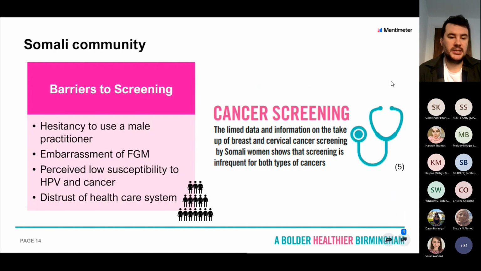In terms of the Somali community, again, some more barriers to screening: hesitancy to use a male practitioner again, embarrassment of FGM, so female genital mutilation, perceived low susceptibility to HPV and cancer, and distrust of the healthcare system. In terms of cancer screening, the limited data and information on the take-up of breast and cervical cancer screening by Somali women shows that screening is infrequent for both types of cancers. So this doesn't appear to just be a cervical cancer screening issue, but a breast cancer screening issue as well. That just really highlights and demonstrates how much the barriers are really impacting Somali women and other people with a cervix from accessing healthcare. Next slide, please.